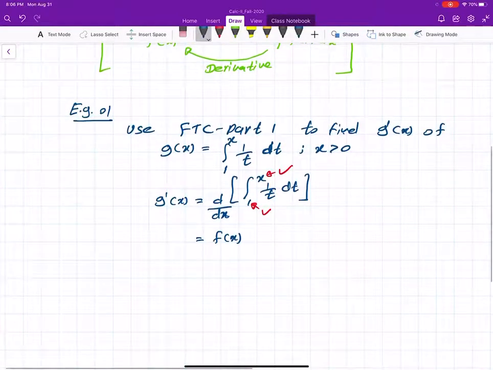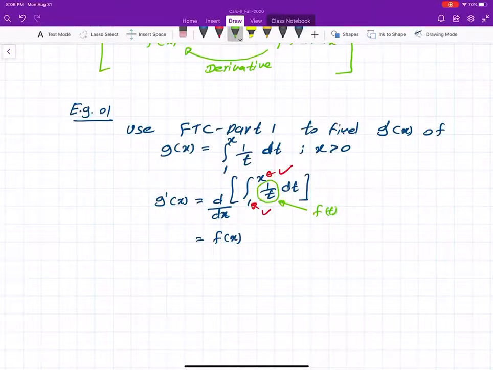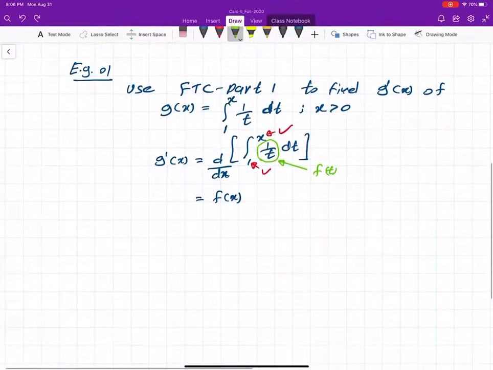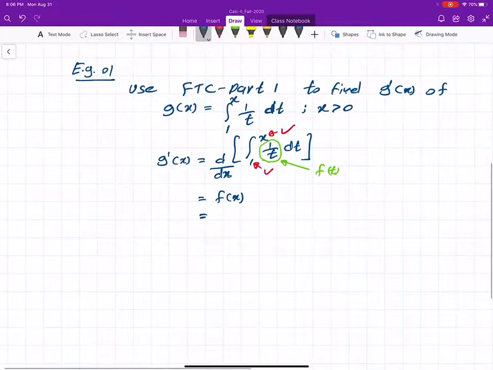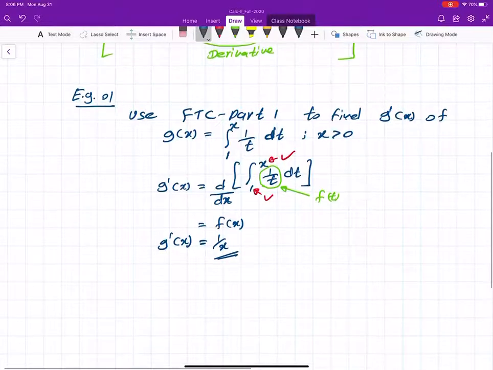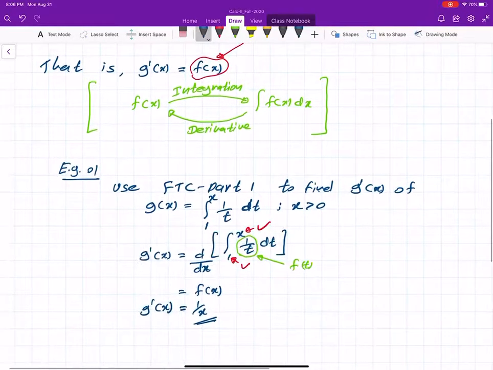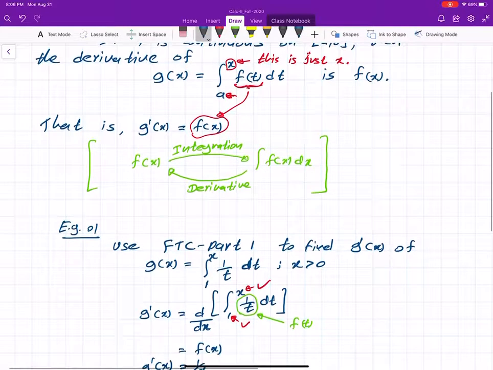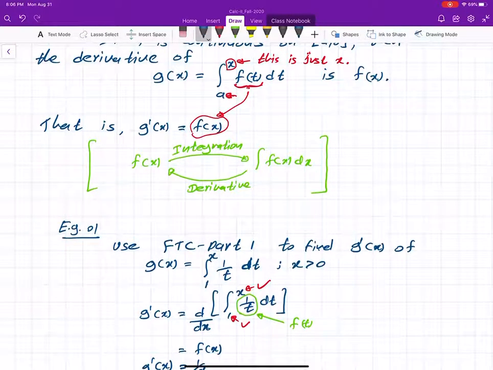What is f? F is this function. That is f of t. Here you have f of x, not f of t. So you have to replace t by x. So the solution should be f of x, which is 1 over x. That is g prime x. So that is the solution. I haven't done anything fancy here. The only thing that I have done is I directly used the fundamental theorem of calculus.